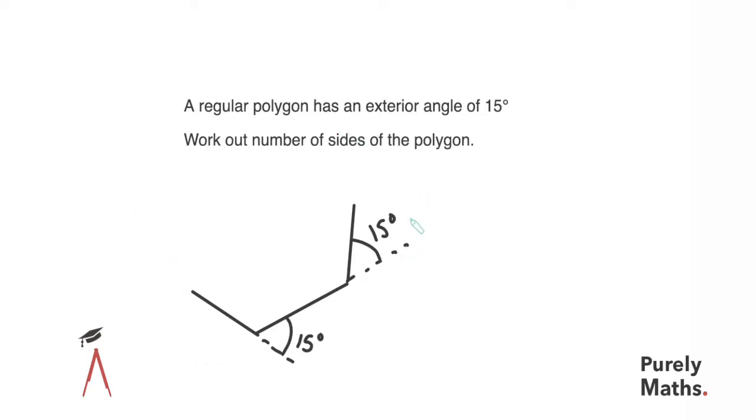How many 15s go into 360? So that's 360 divided by 15. That tells me how many of these angles there are around the exterior of my shape. If I put that in a calculator, that gives me 24. So there must be 24 of these. And because there are 24 angles, there are therefore 24 sides. So the number of sides is equal to 24.